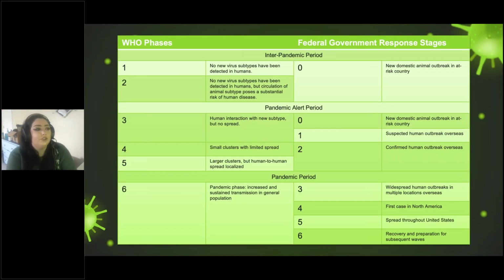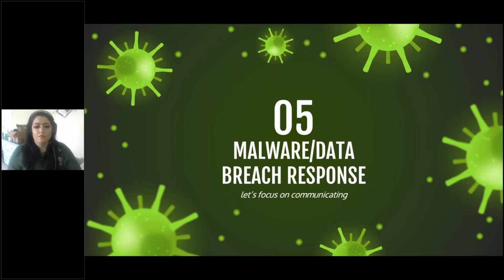So here we just have a little bit of a comparison. The World Health Organization, so on a global scale, how we respond to pandemics versus on a federal government in the US response stages. There's a lot of overlap between these. The federal government one is actually a little bit more complex because it is analyzing overseas as well as outbreaks specifically in the United States. So next, we can compare that with our malware and data breach responses.